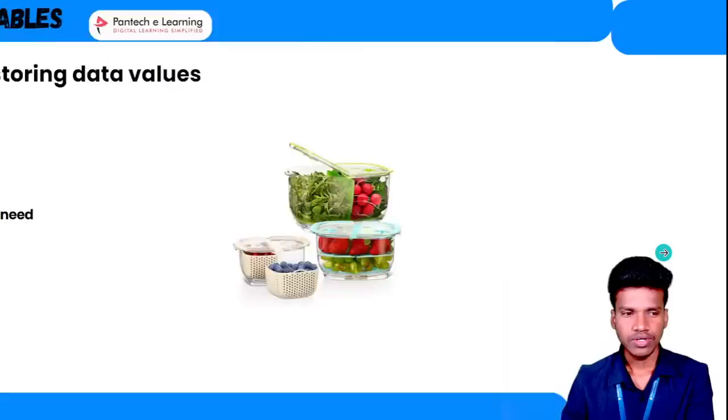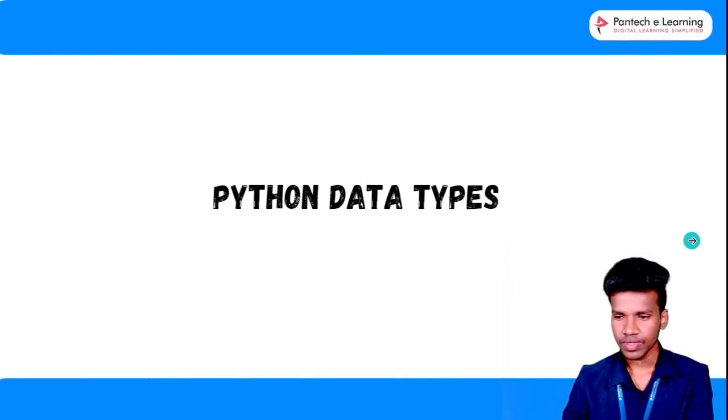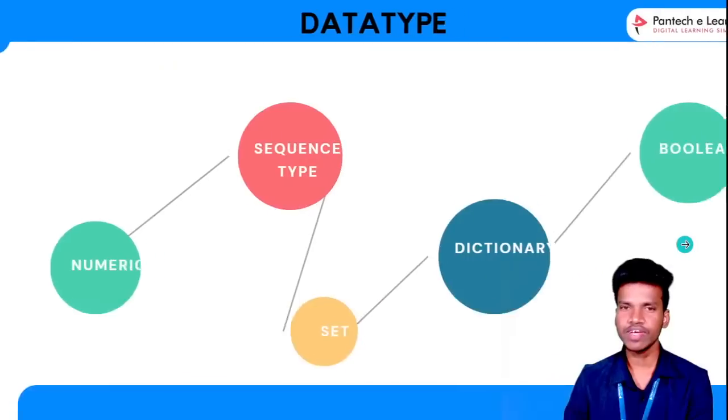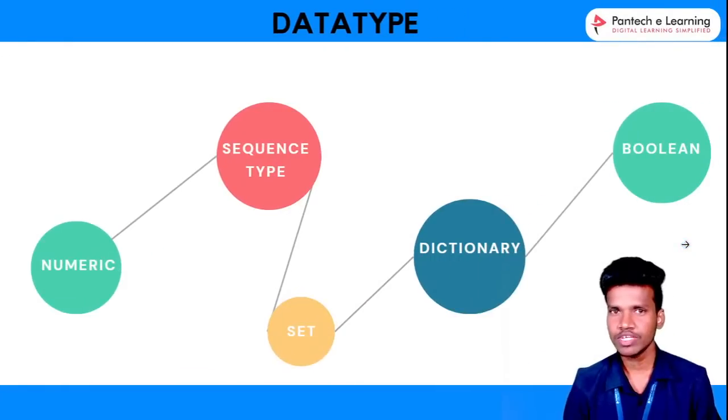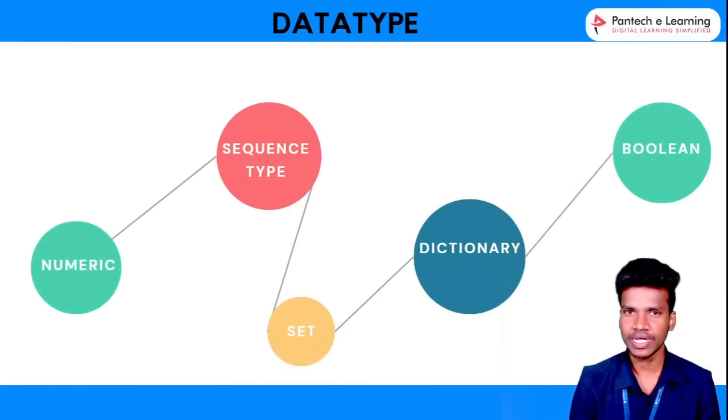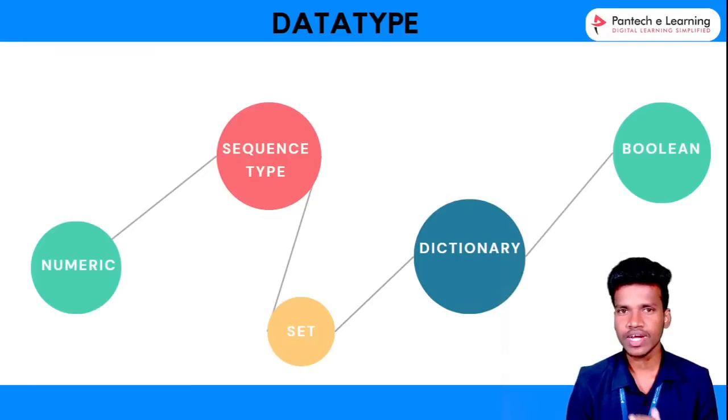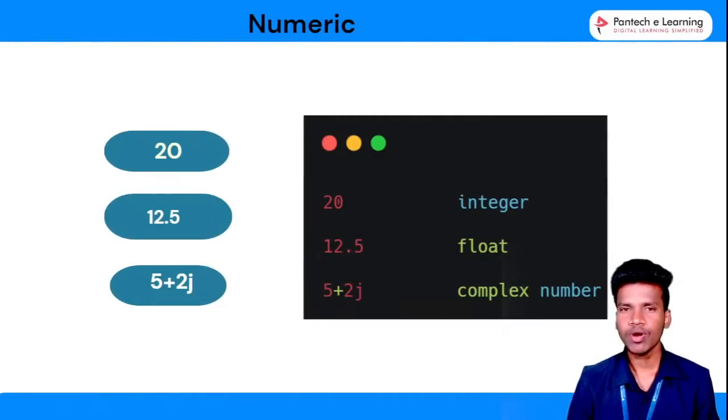Next, Python data types. Next we are moving on to the data types. First we discussed syntax like comments and quotation. Next we discussed variables. Then we move on to the data types. We have five kinds of data types: numeric, sequence types, set, dictionary and also boolean. We will discuss them one by one.